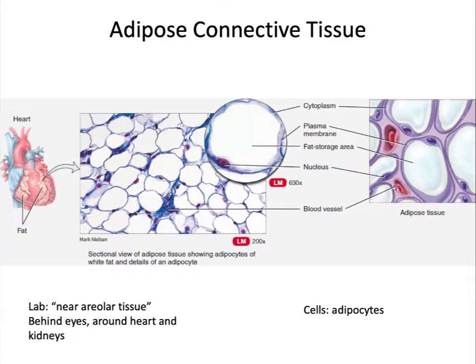Adipose connective tissue is very distinct. Each of the cells is filled with a large globule of fat. This type of tissue helps to store fat and insulate against heat loss. It also serves to protect the body by providing padding. You would find this type of tissue around the kidneys, behind the eyes, and around the heart. The connective tissue cells in this tissue are adipocytes.